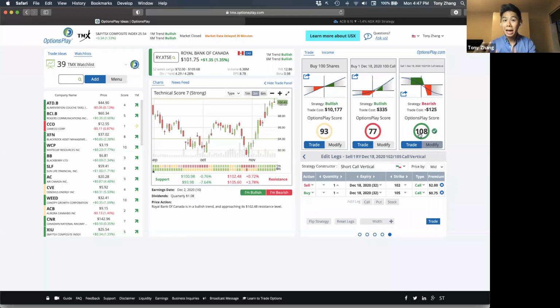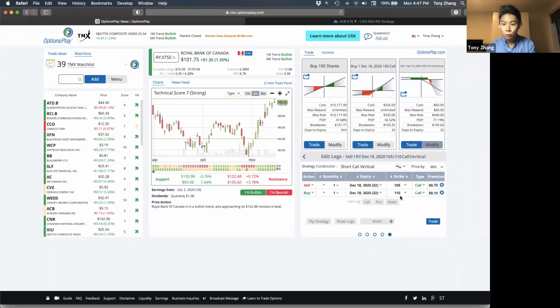designed to do. It's doing that math for you, saying that if you won 6 out of 10 times making $125 and you lost $175 the other 4 out of 10 times, do you come out ahead? The options play score gives you that sense of whether you're coming out ahead or behind on that particular trade. Now, for example, if you did the 105, 110s, guess what?